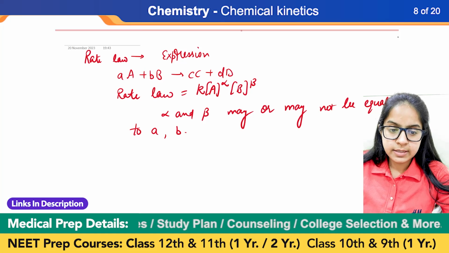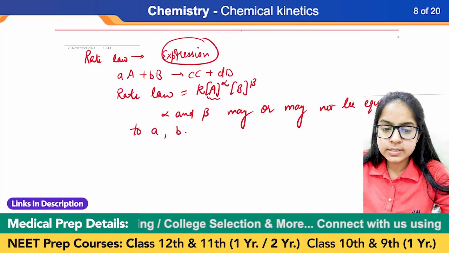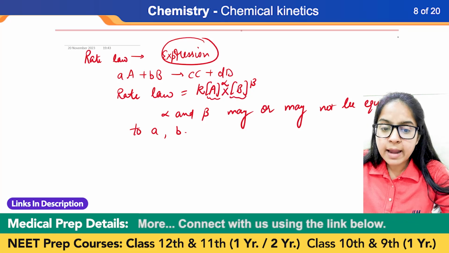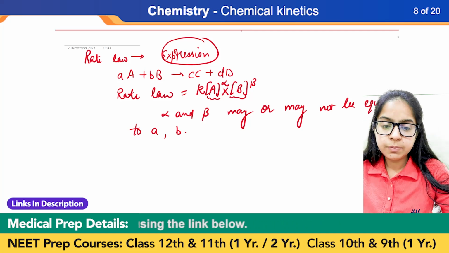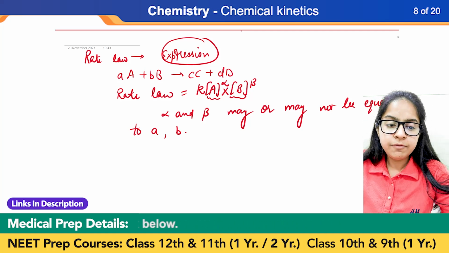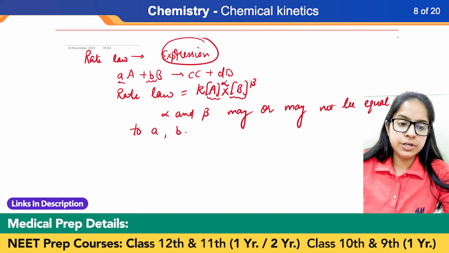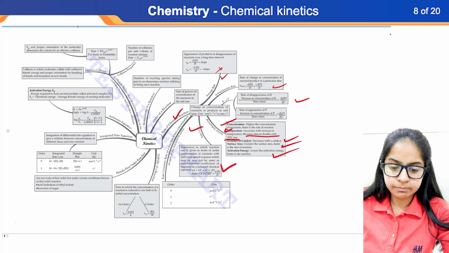So this is just an expression in which we are putting the molar concentration of the reactant side raised to the power alpha and beta. Alpha and beta may or may not be equal to a and b, which are the coefficients in the balanced chemical equation. So this is a rate law. So we have covered this.